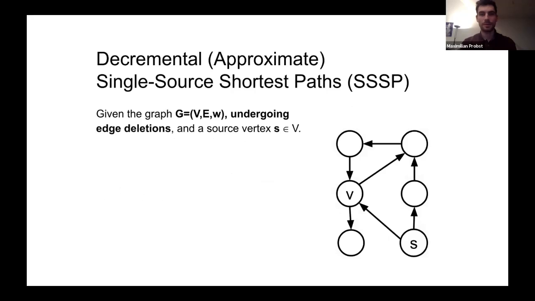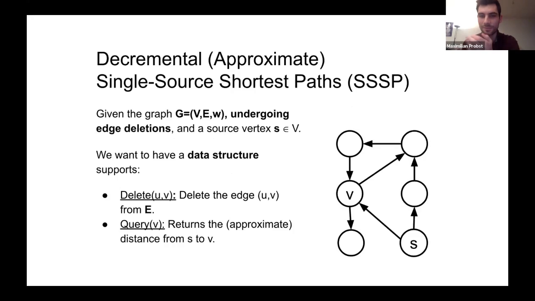And the second problem that I'm going to talk about in this talk is the decremental approximate single source shortest path problem. This is what Christian just presented, right? So I'm going to make this quick. Again, you have a source vertex and you want a data structure that supports your edge deletions and essentially a query operation that gives you the approximate distance from s to v in your current graph. Like here, for example, the distance changes a lot from s to v due to that edge deletion. So even for a reasonable approximation, this should be reflected in your query.